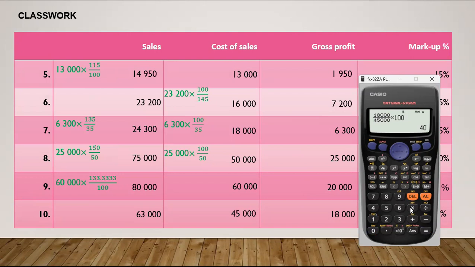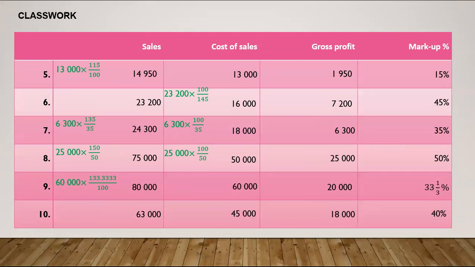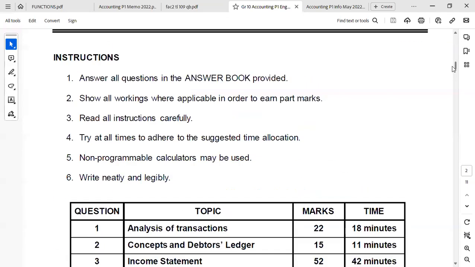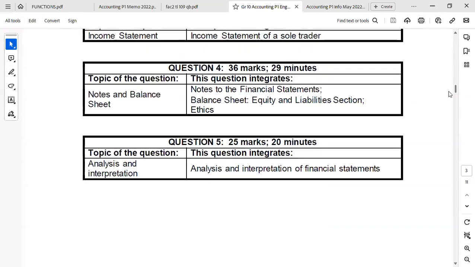All right, you good? Now, let me show you where this will work. I'll just show you a couple of papers. I think I'll just show you 2 papers. I'll start with this paper here. This is the grade 10 November paper, and you will learn about this later on. If you're in grade 10, you've already learned about this.